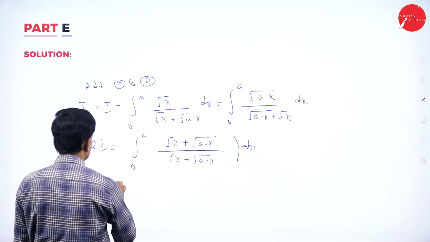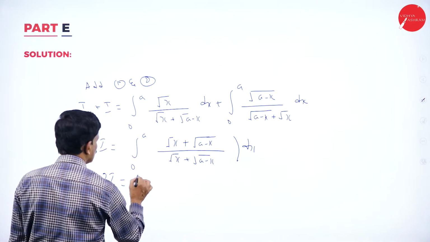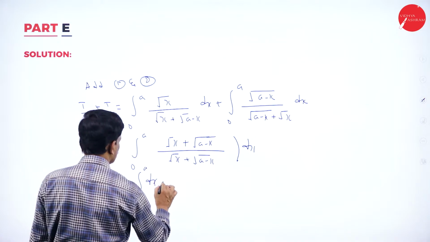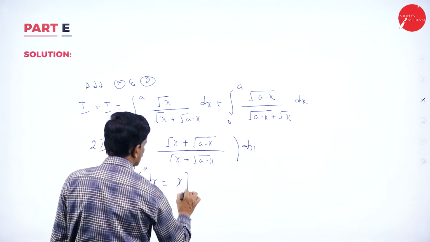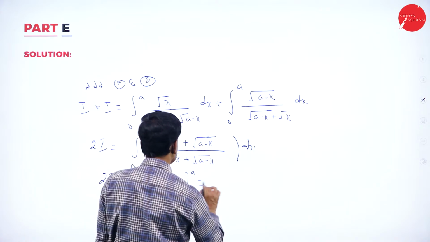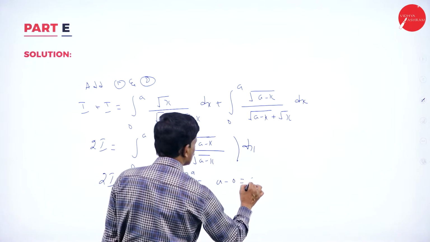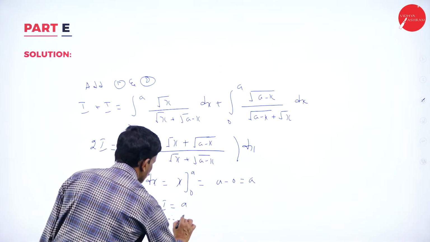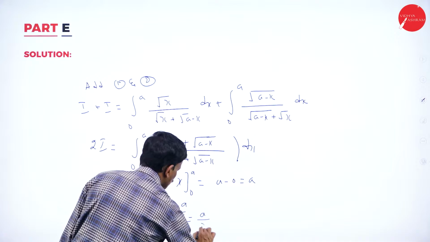So what happens? 2I is equal to 1 into dx, that is dx, between limits 0 to a. The integration of dx is x between limits 0 to a. Apply the upper limit: a minus 0, that is equal to a. So 2I is equal to a, therefore I is equal to a by 2.